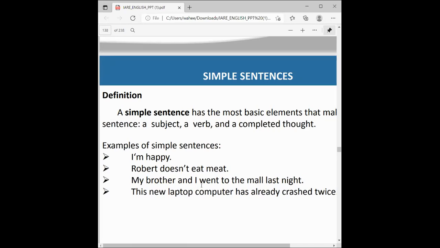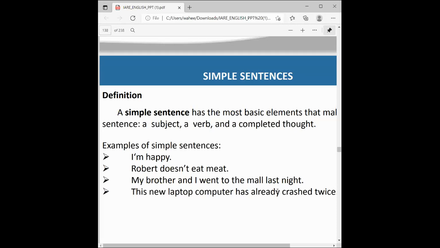I am happy. It makes a complete sentence. Robert doesn't eat meat. My brother and I went to the mall last night. This new laptop computer has already crashed twice. Okay, these are some of the simple sentences. They are complete, they are giving you a meaning. I am happy. It doesn't need any more explanation. It is giving the complete thought. The subject is there and the verb is there and it has a complete thought in it.